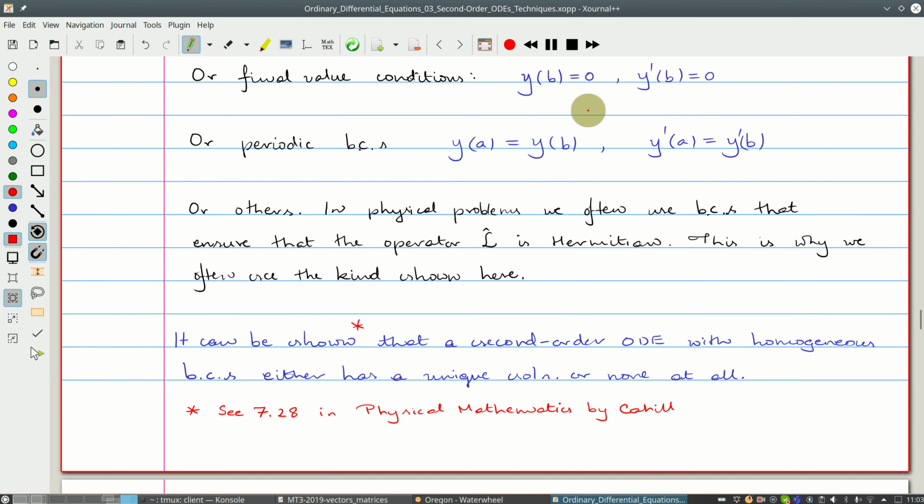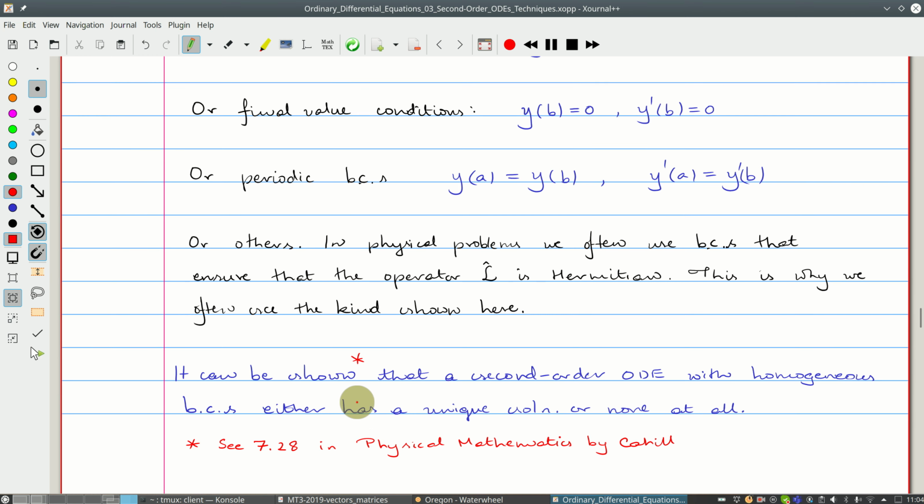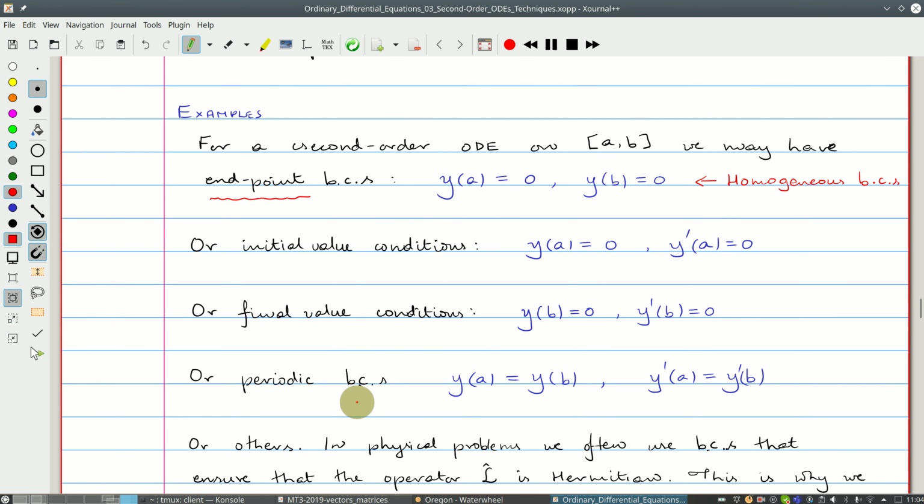Now it can be shown, I want to show you the proof here. The proof is in section 7.28 in Physical Mathematics by Cahill. It can be shown that a second order ODE with homogeneous boundary conditions either has a unique solution or none at all. So if we see boundary conditions of this form, then we know that either there's a unique solution or in fact there are no solutions possible.